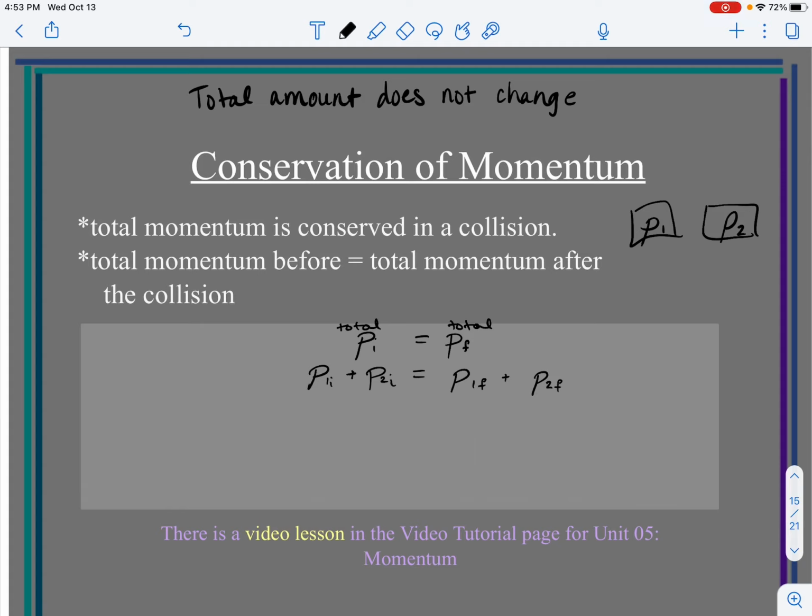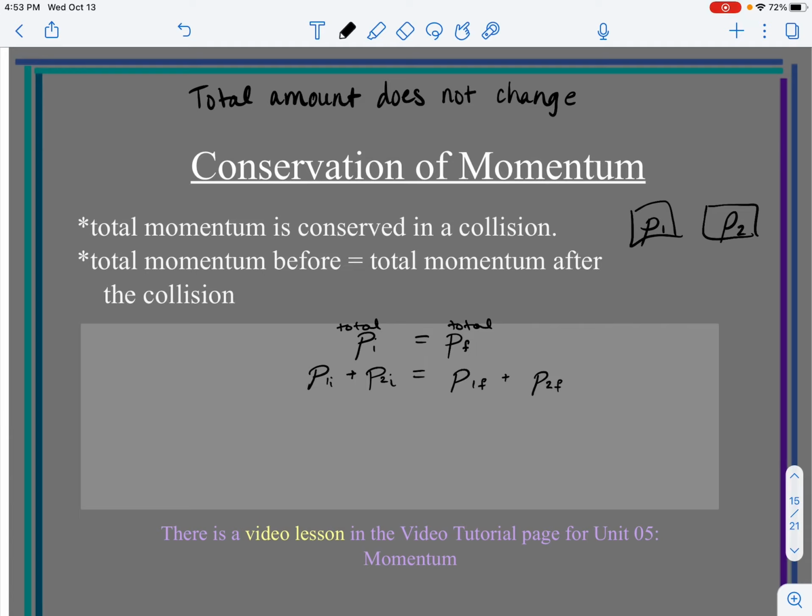Now, some of our questions are going to be this simple and straightforward. We're going to say the momentum of this object, momentum of that object. What's the momentum of object 2 after they collide? And we would plug it into this version of the equation. But most of the time, we are not going to be given the momentums. Instead, we're going to say we have object 1.